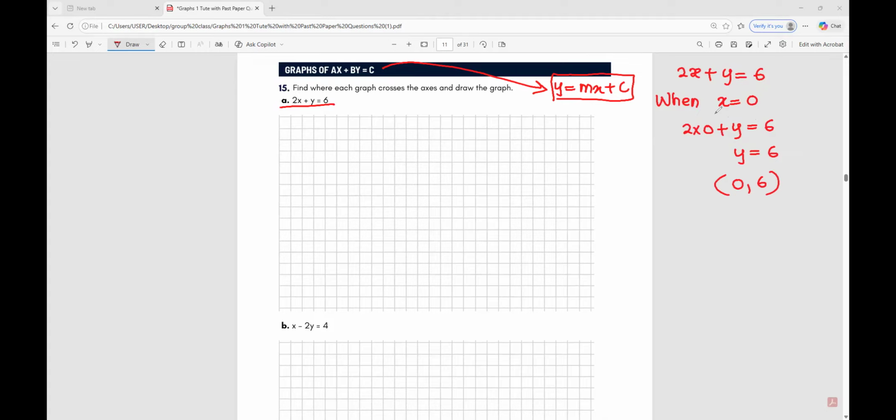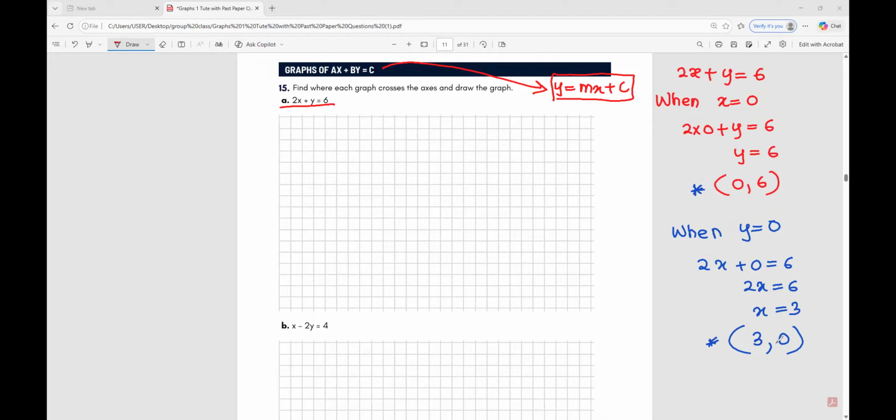The second point is that x-intercept. When y is equal to 0, what is the x-coordinate? At x-intercept, y-coordinate is 0 because it is on the x-axis. 2x plus 0 is equal to 6. That means 2x is 6. Divide both sides by 2, x is 3. So that coordinate is 3, 0. We only plot these 2 points and draw the graph.